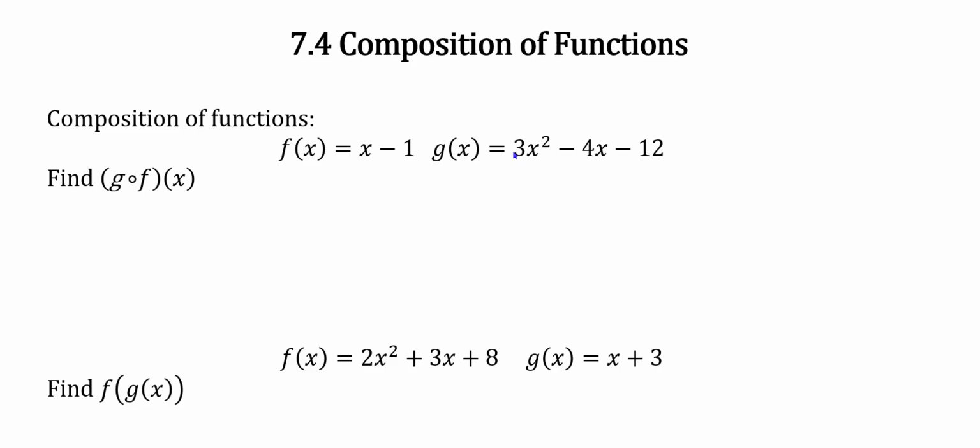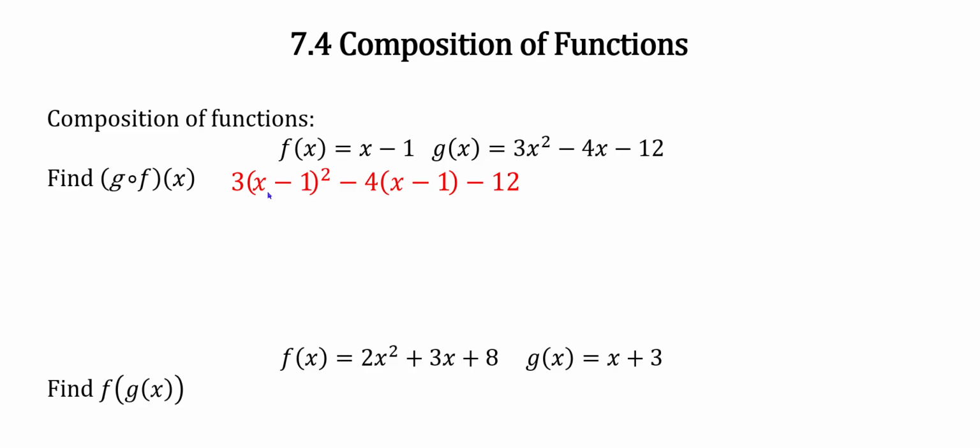So I always like to think about it when I see this, g of x, that I just think of it as 3 of something squared minus 4 times that thing minus 12. Taking out the x's and just putting it in parentheses. And what I'm putting in is f of x. So I'm putting in x minus 1.